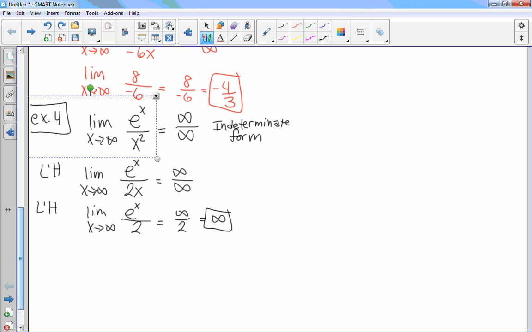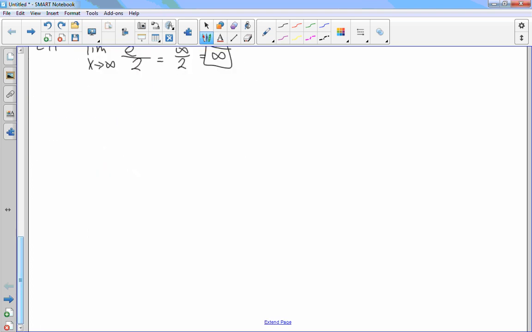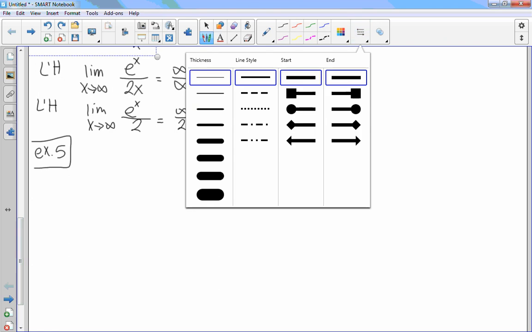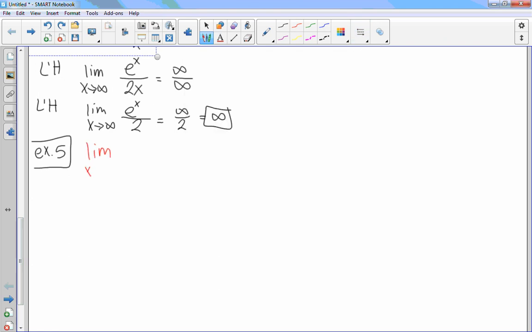Now I have another one. Okay, throwing some trig here for you guys. I want you to try this one all by yourself. Example 5. The limit as x approaches 0 of 2 sine x minus sine 2x over x minus sine x.